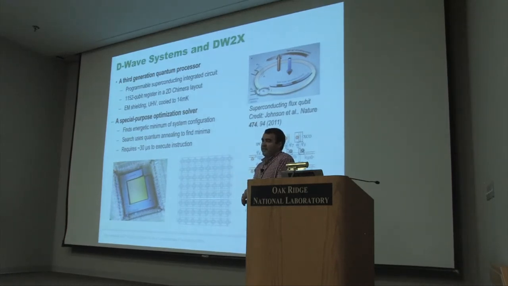Once I've done that, if I've done it successfully, and that evolution itself is usually only 30 microseconds, you can actually change that parameter, but usually it's 30 microseconds. Once I've done that, then I can measure all the qubits, their one and zero states, and that should encode the ground state solution to the problem that I encoded into it. And that's all they're trying to do here.